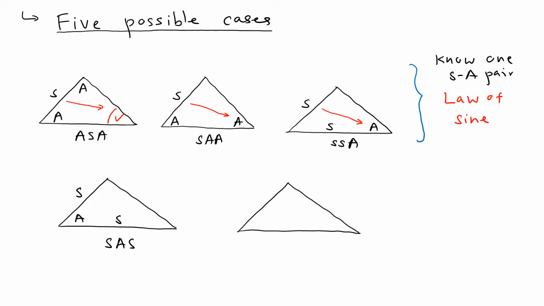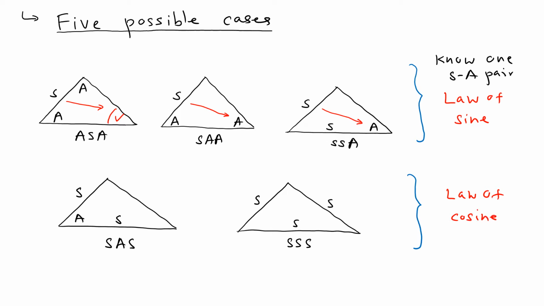The last one is when we know three sides. That's what we call the SSS case. We know all three sides, but we don't know any of the angles. So we don't have a side-angle pair, and we cannot make one. What we can do is use the other law, which we will discuss in another lecture: the law of cosines.